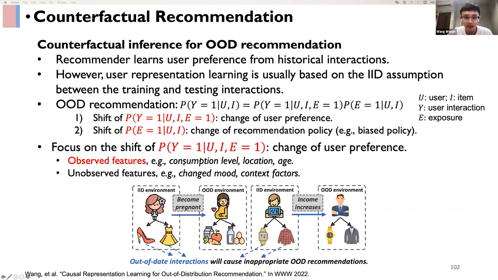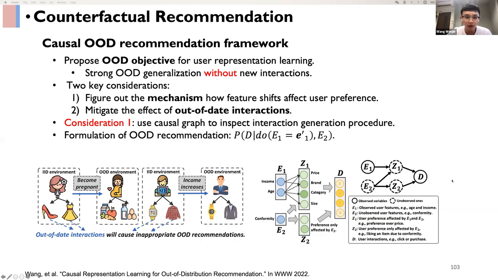But this work only starts from the first reason, the change of the observed features. So they only study the user preference affected by the shift of observed user features. They propose an OOD objective for user representation learning. It means that they must have a strong OOD transition without using any new interactions after the user feature changes. To achieve the objective, there are two considerations. One is to figure out how the user features affect the user preference. Another is that we must mitigate the effect of outdated interactions.